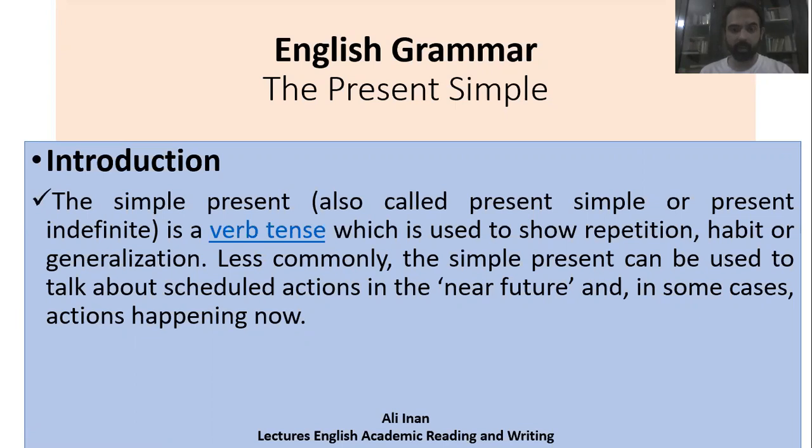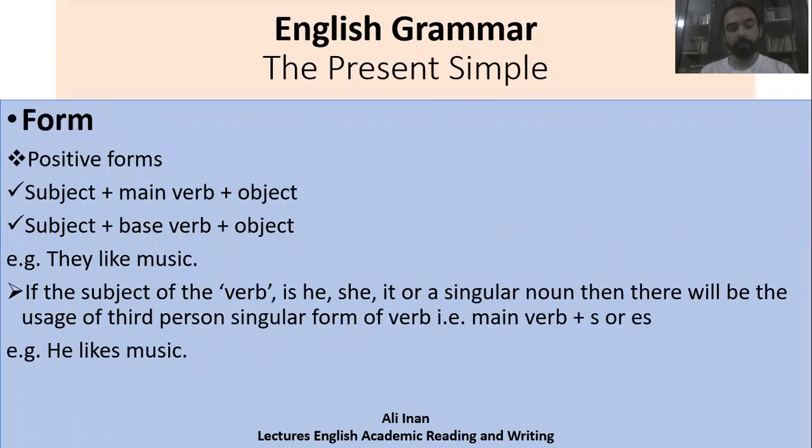The form or the structure of the simple present tense or the present simple is subject plus the main verb and then the object. Another way to write it is subject plus the base verb and the object. For example, they like music.